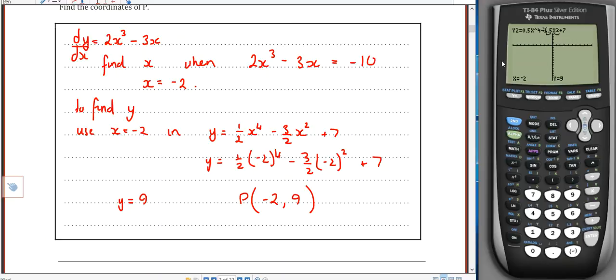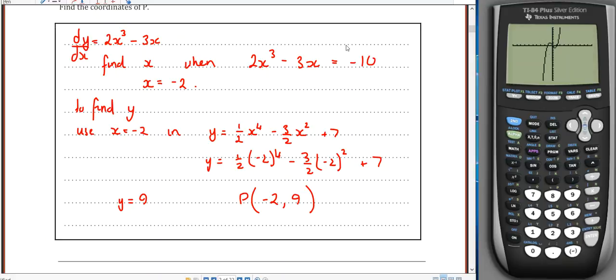So the first thing I did was I put the gradient function in. All right, so with the gradient function on there, I want to know when it's minus 10. Now there's a couple of ways to do this. I could put a line at minus 10 in and find the intersection, but actually I just want to know what is the x.